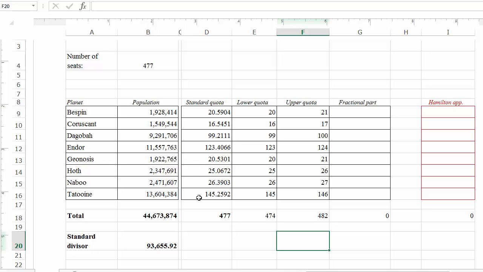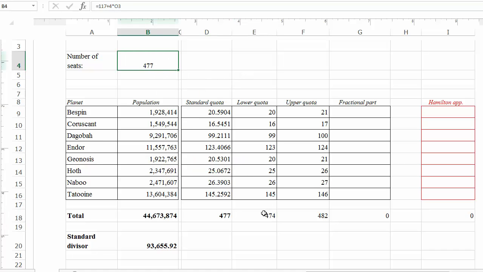You do the standard quota, that's saying how many seats they should get, but you're getting a fractional number of seats sometimes. By just rounding it down and getting the lower quotas, that part is saying they at least get, for example, Bespin at least gets 20 seats, and Coruscant at least gets 16 seats, and so on. And now if we look at the sum of all the lower quotas, we have 474.